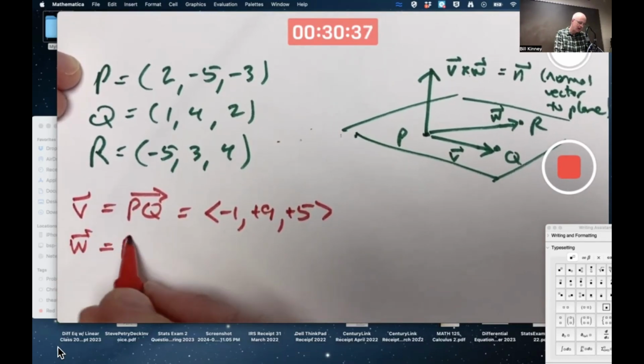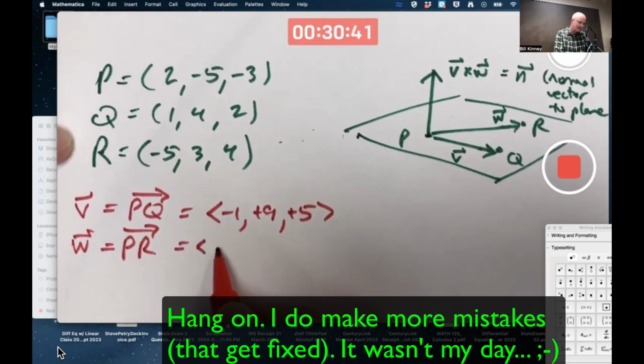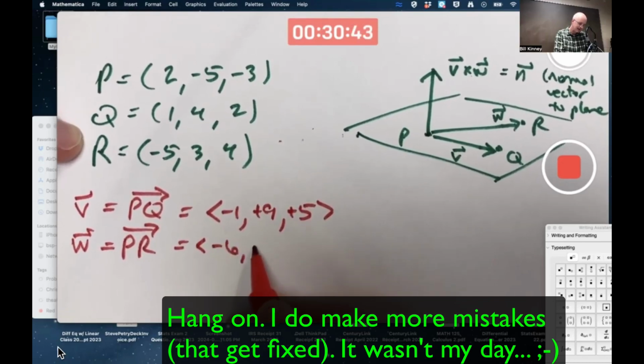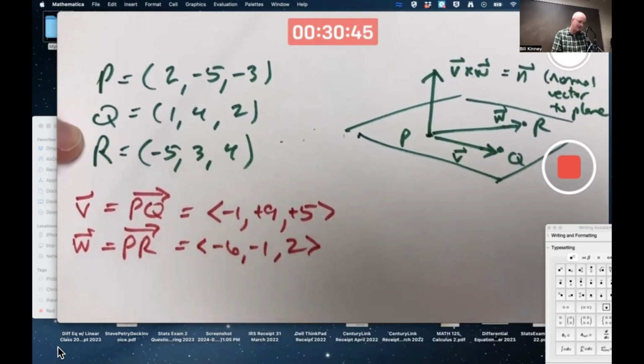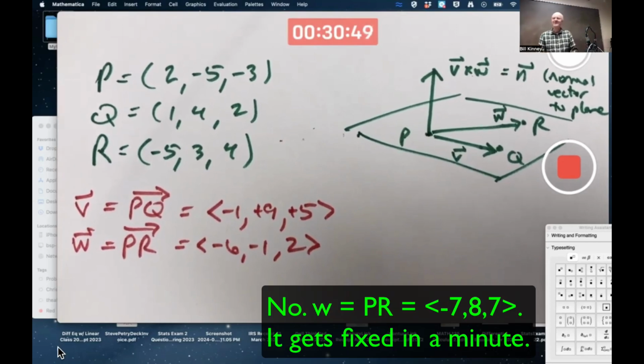W goes from P to R. Hopefully I don't make a mistake this time. -5 minus 1 is -6. 3 minus 4 is -1. 4 minus 2 is 2. Okay, that seemed easier. Okay, so these are my 2 vectors, V and W.